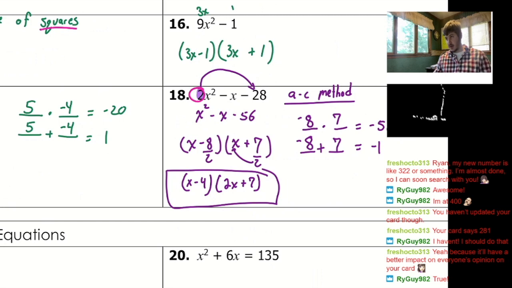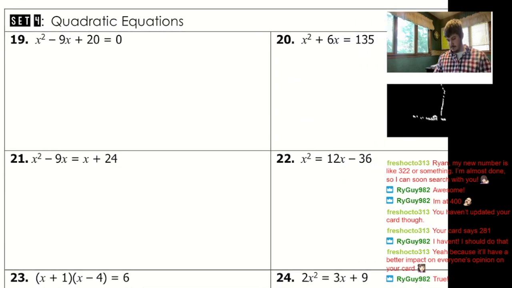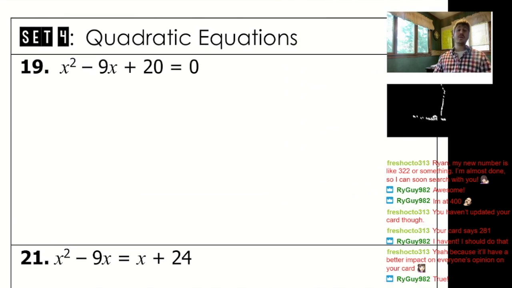Alright, let's go down. Now we'll go into quadratic equations. For quadratic equations, there are a few options you can do. Your first strategy should always be, can I factor my quadratic? Most of the time you might be able to.